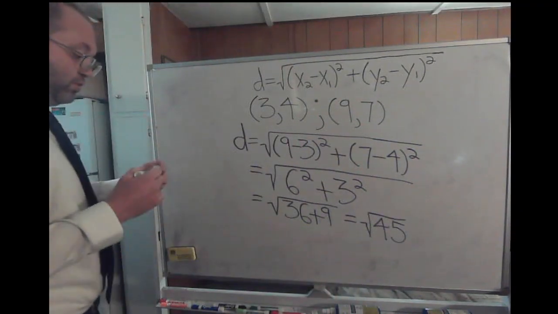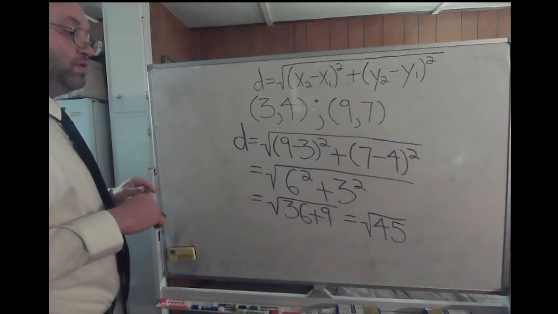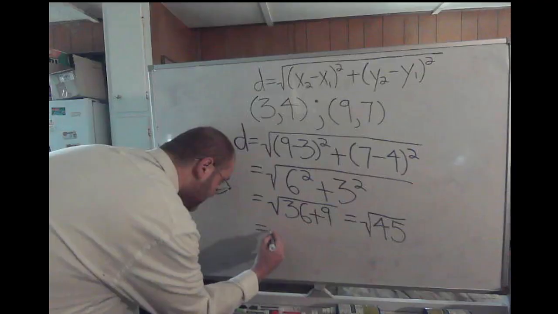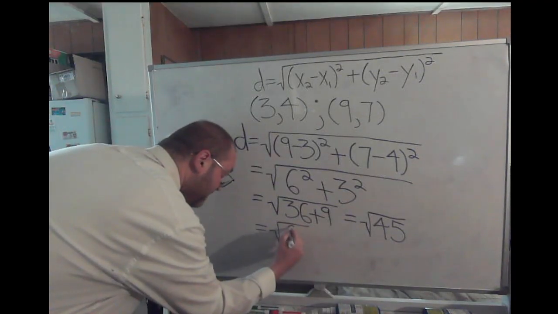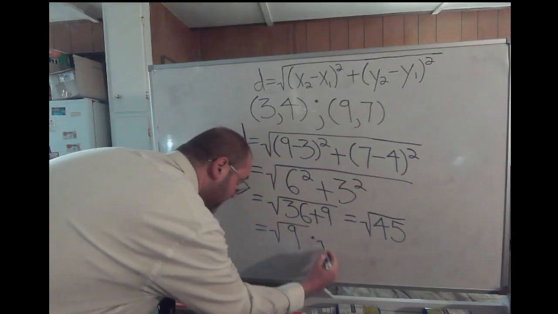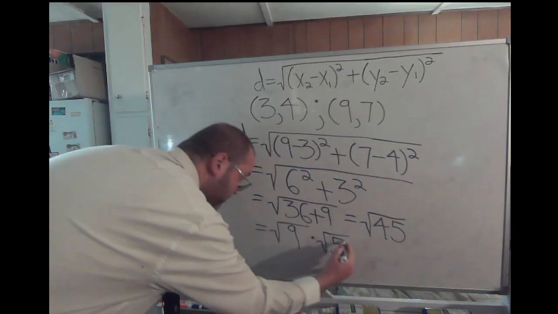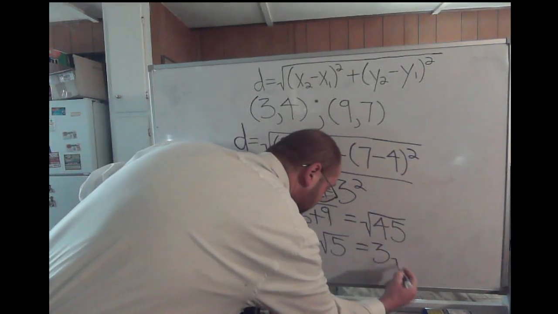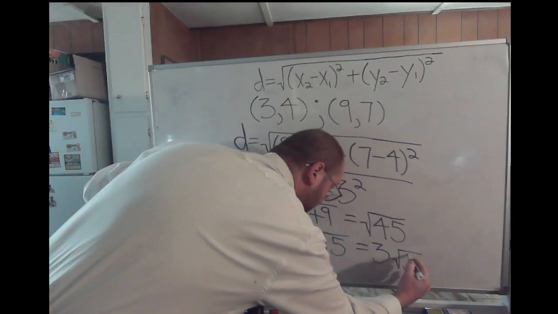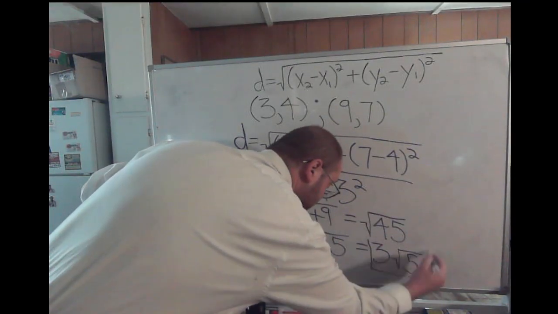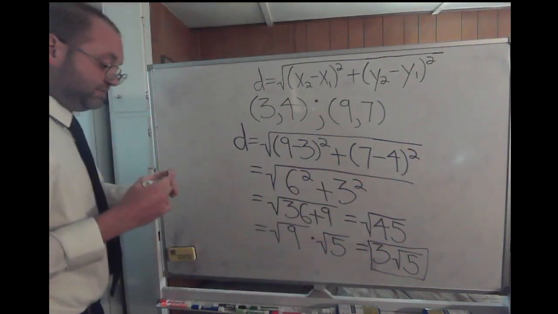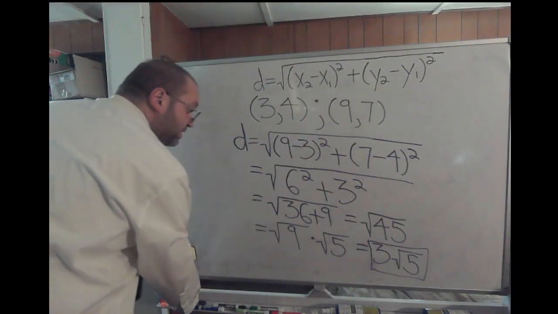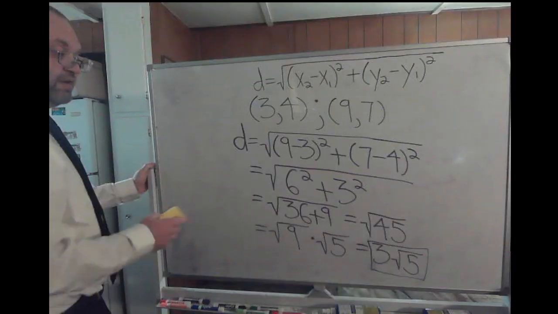But the square root of 45 does break down further. It breaks down into the square root of 9 times 5. So let's do that. Square root of 9 times the square root of 5, which the square root of 9 is 3. Square root of 5 we can't reduce any further. So your answer is the distance is going to be 3 times the square root of 5 units between 3, 4, and 9, 7. You get 3 times the square root of 5 units.